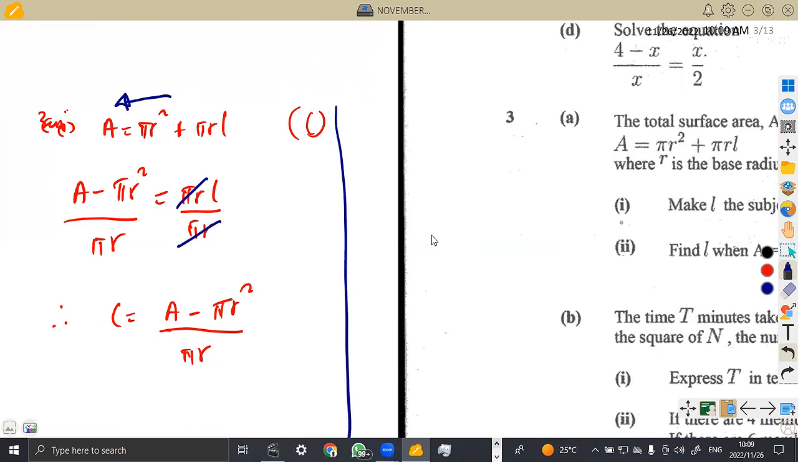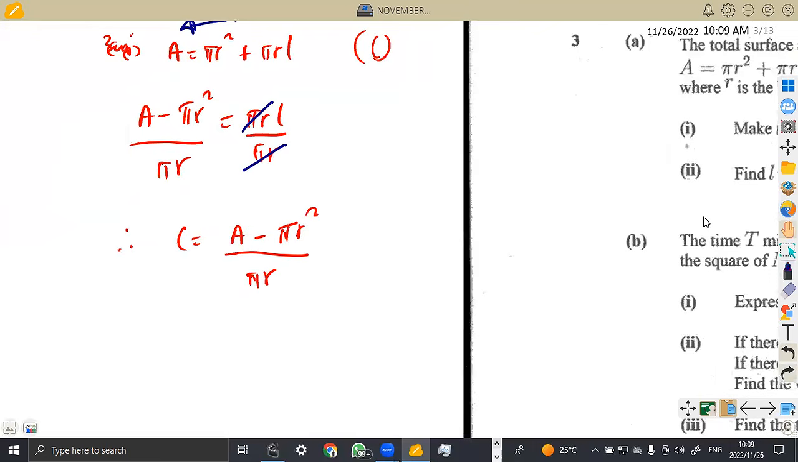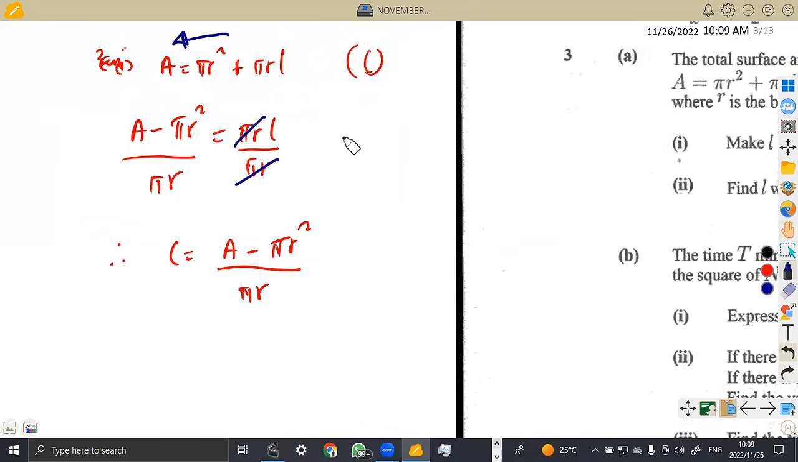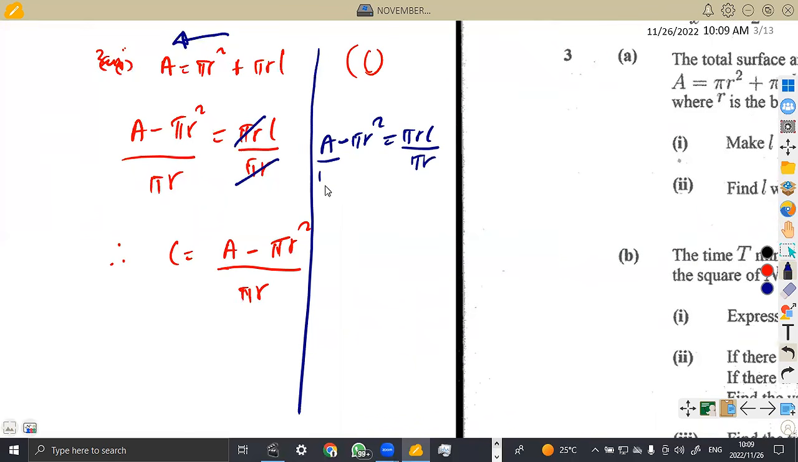Or someone could have written it this way from this part, when dividing on this part. We could have divided separately, dividing each term by pi r. This is A minus pi r squared is equal to pi r l. What you could have done was to divide each term by pi r here, and by pi r here.